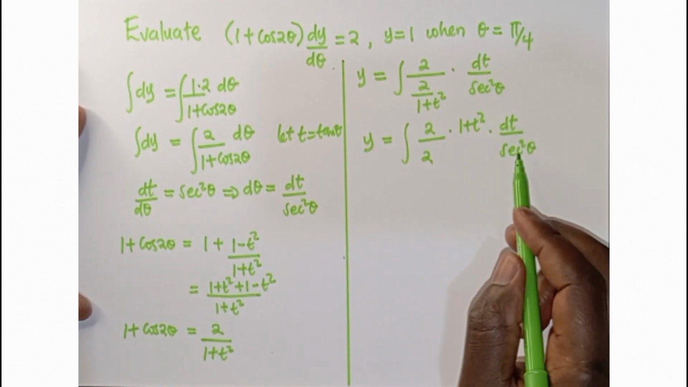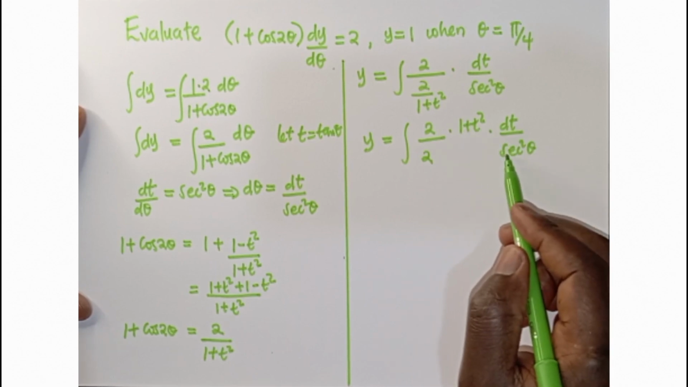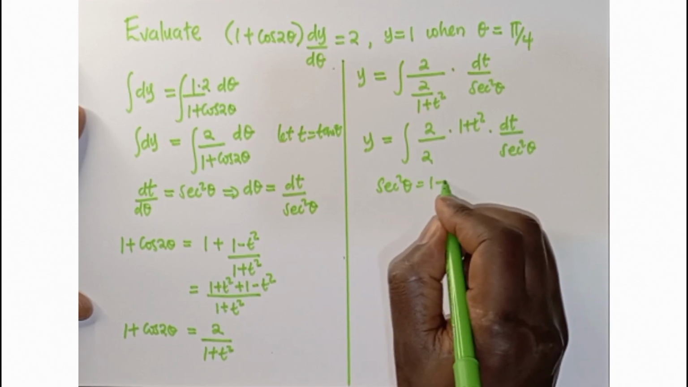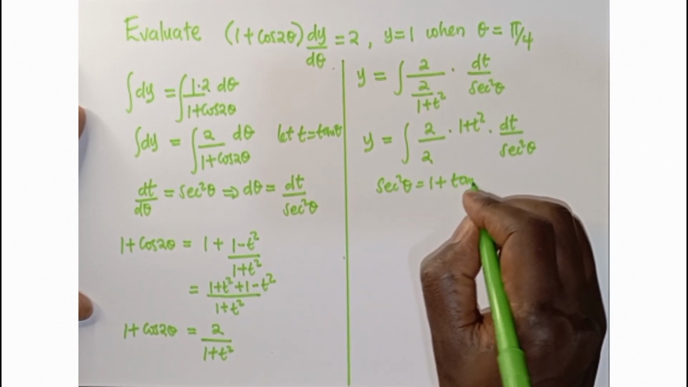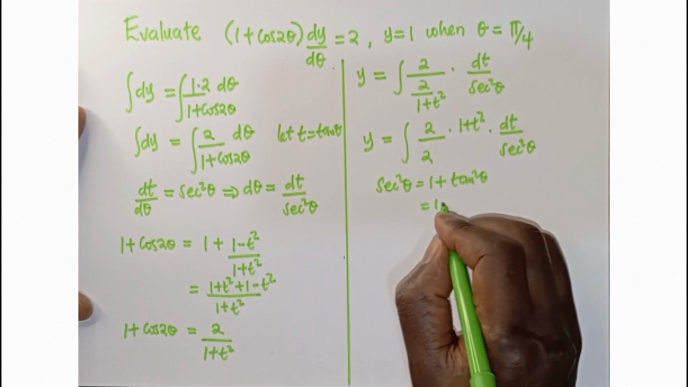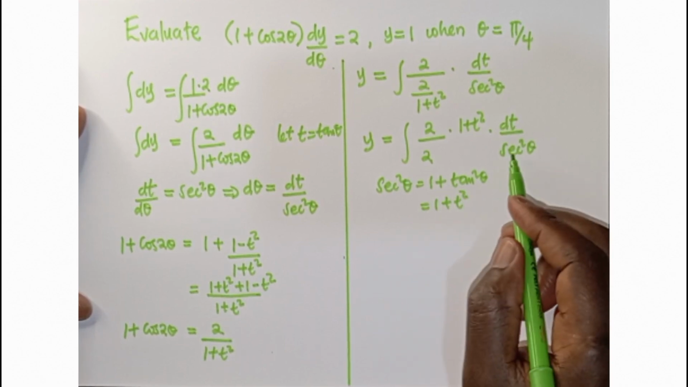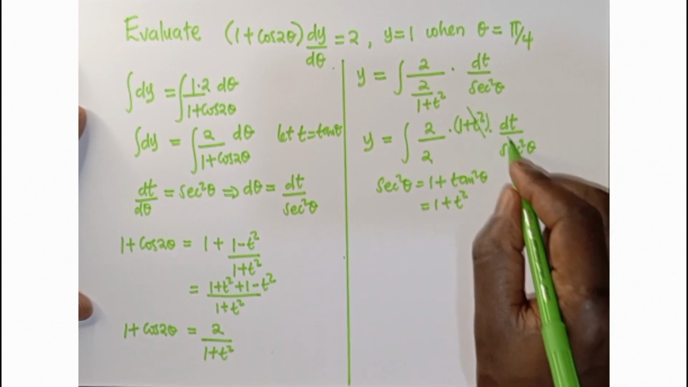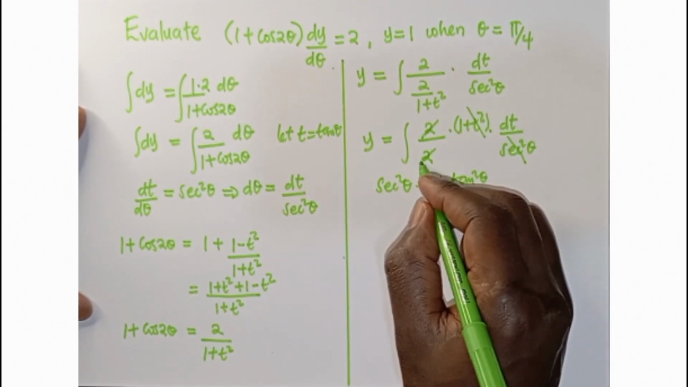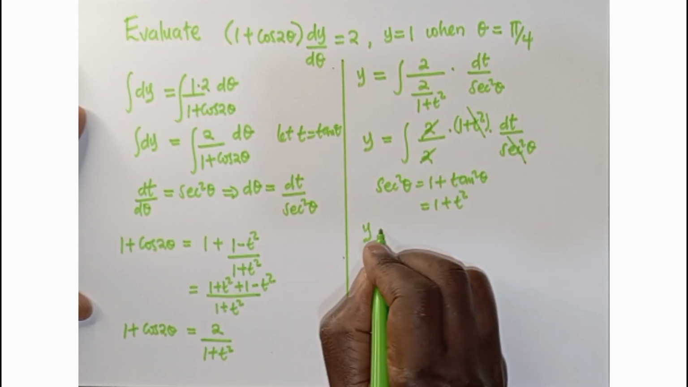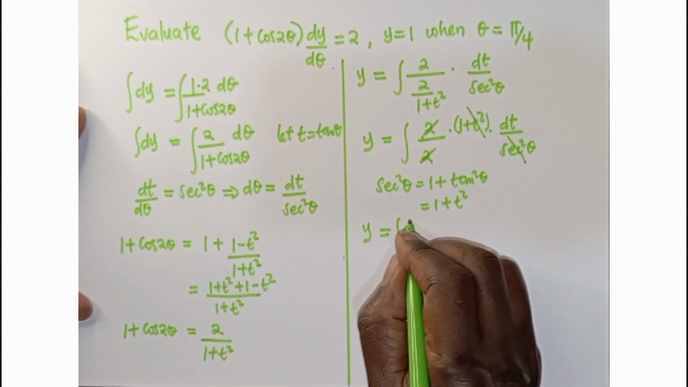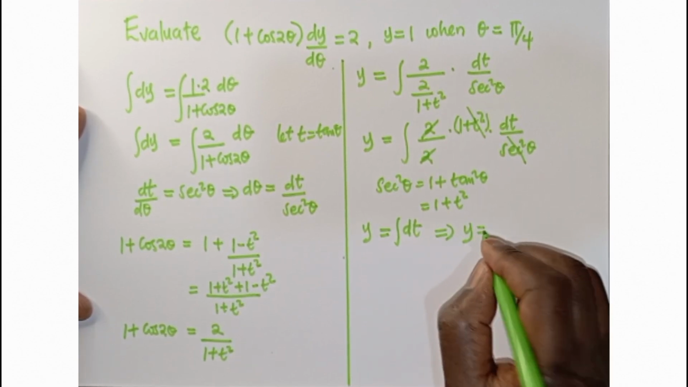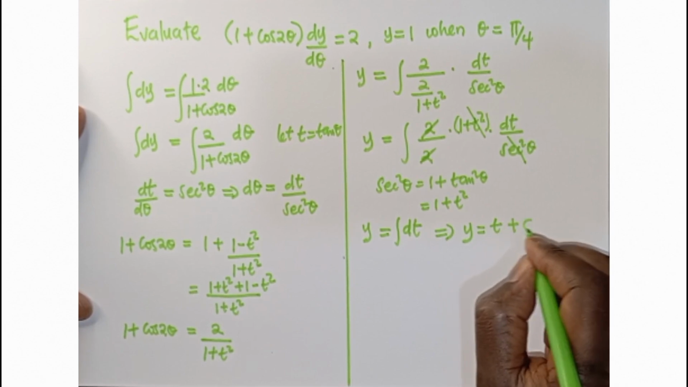Now we very well know that this and this are the same, because sec square theta is 1 plus tan square theta, which is equivalent to 1 plus t square. Now this and this will cancel, so we have the right to take them down, also this and that. So we shall have y is equal to the integral of dt. So this means that our y can be t plus c.